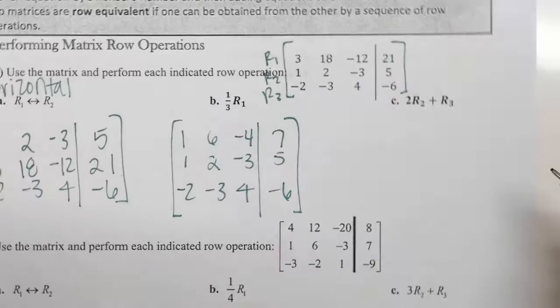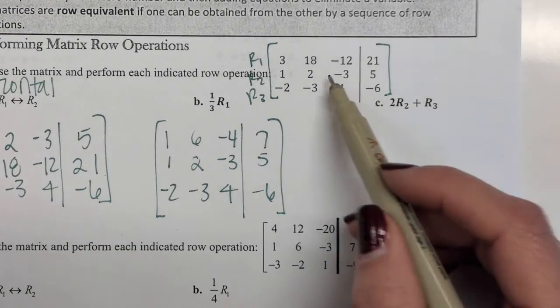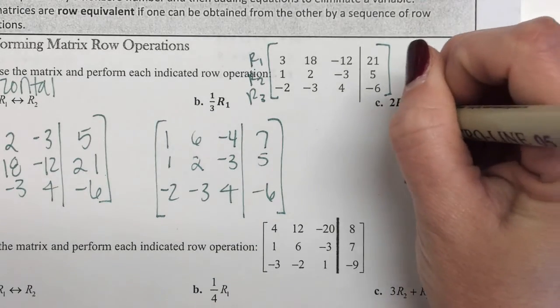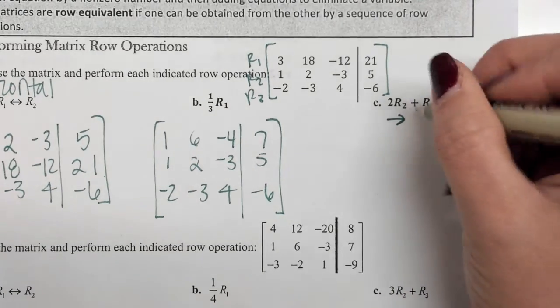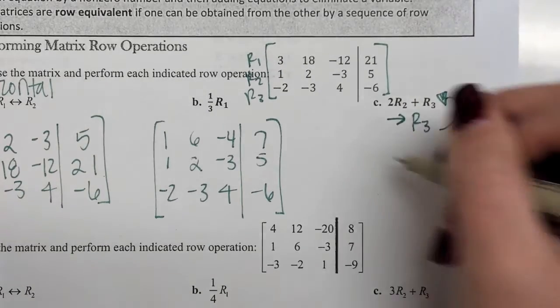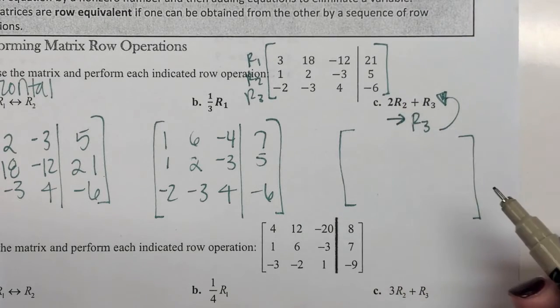Alright, this next one didn't print out what I wanted it to either. You're going to do this one on your own. You're going to take everything in row 2, multiply it by 2, then add 3. And I want you to replace row 3 with this operation. So leave 1 and 2 the same. Replace row 3 with 2 row 2 plus row 3.